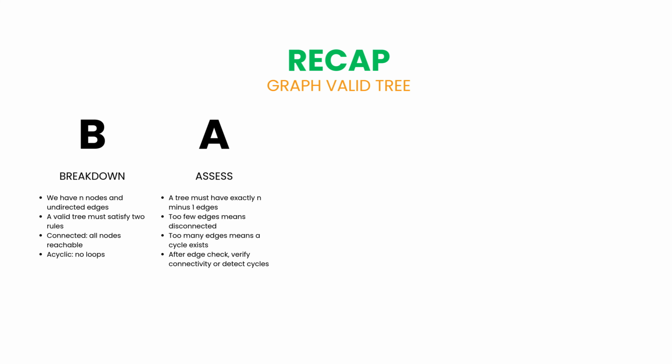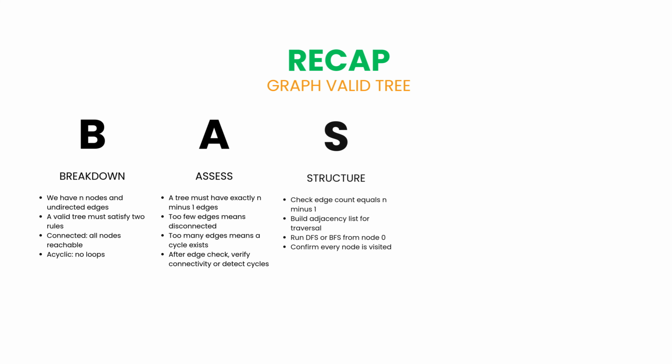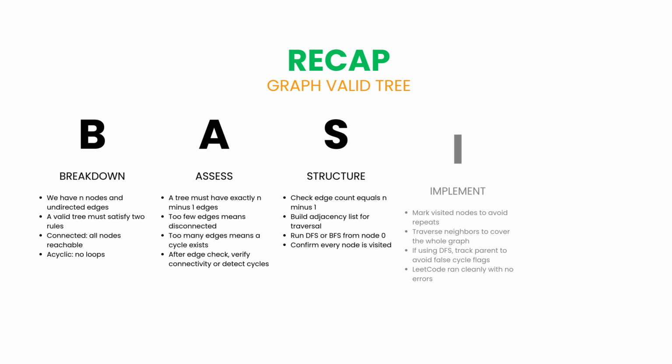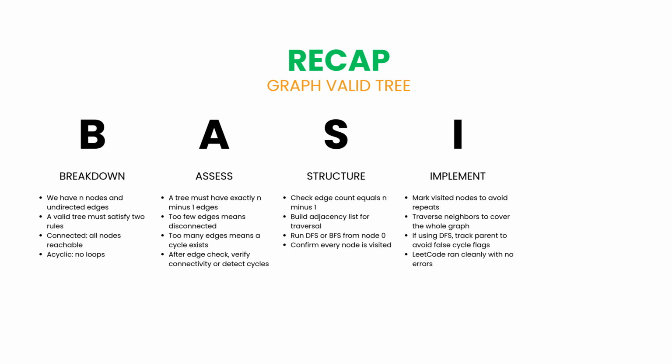Then we confirm the rest by verifying connectivity or detecting cycles during traversal. The plan was, first check that the edge count equals n-1. Then build an adjacency list so we can traverse efficiently. After that, run DFS or BFS starting from node 0, and make sure we end up visiting every node. During traversal, we marked nodes as visited to avoid repeats, explored neighbors to cover the whole graph, and if using DFS, we tracked the parent so we don't mistake the back and forth undirected edge for a fake cycle.